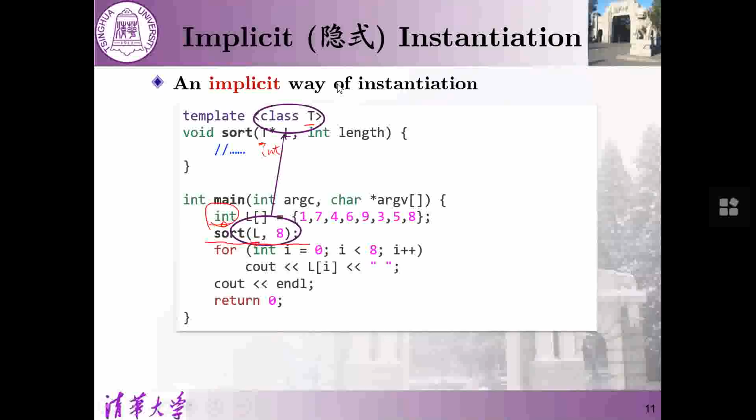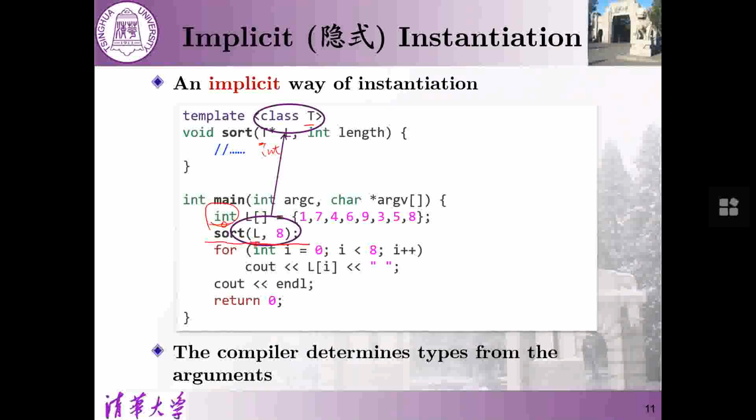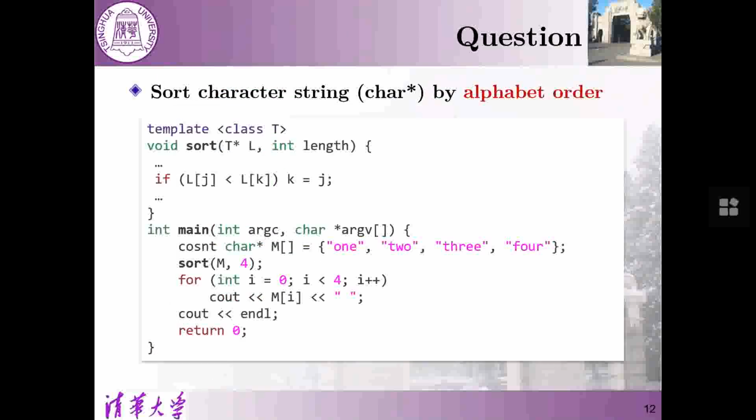Okay, and then we'll call the function instance. So this is the implicit way. So now we have a question. We want to sort character strings by alphabet order, dictionary order. How to do that?